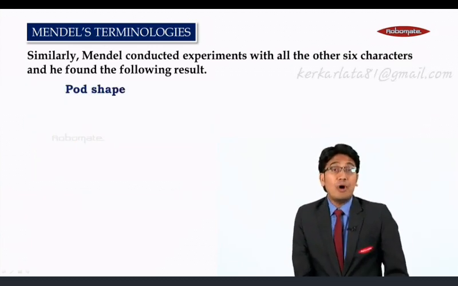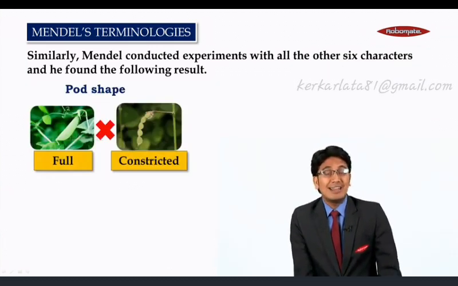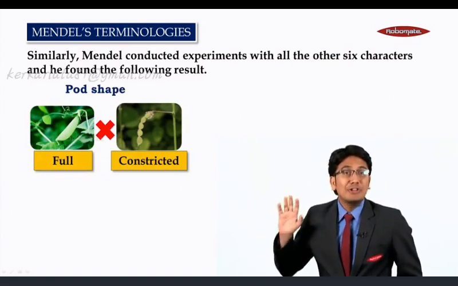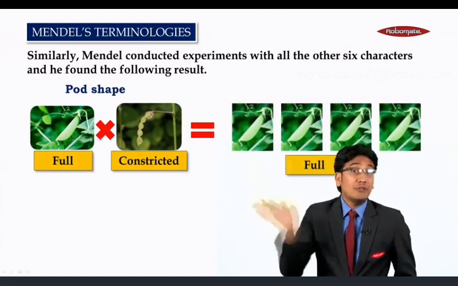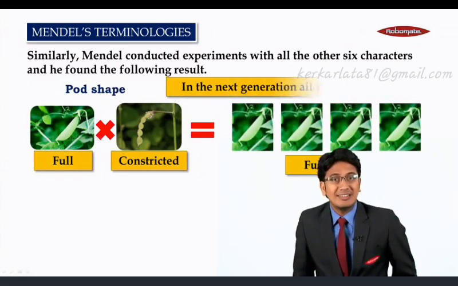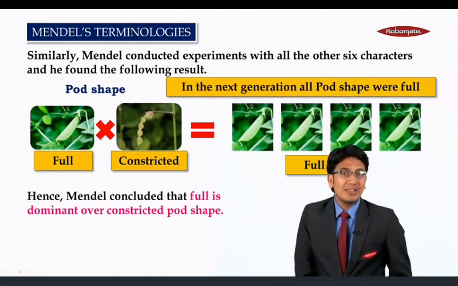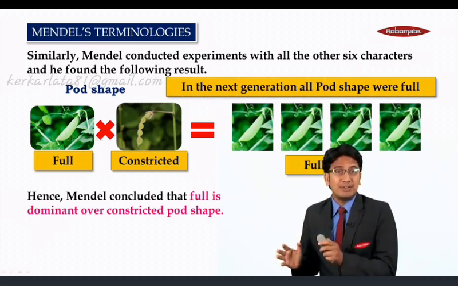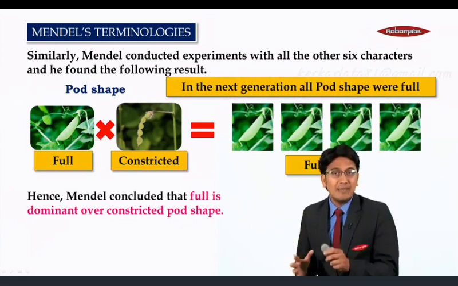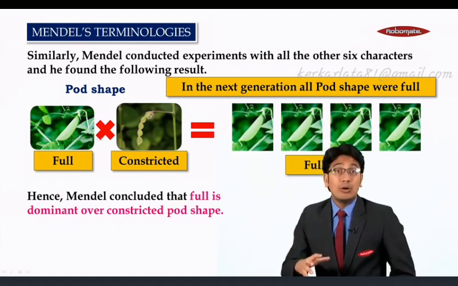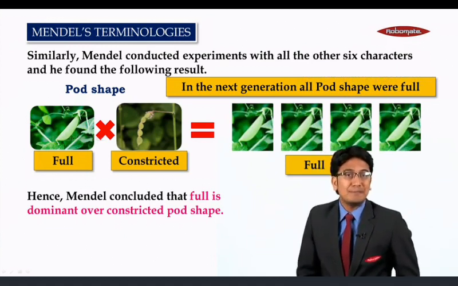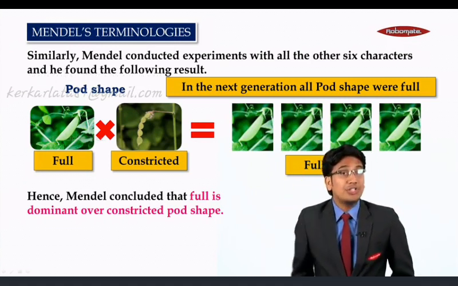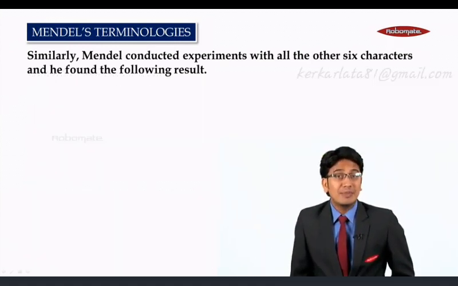What was left was pod shape. And now he crossed a full pod shape with a constricted pod shape, and he got all full pod shapes. So now again he concluded that when there is a pod shape, full pod shape is dominant over the constricted pod shape. Because in the F1 generation, he was getting all the pod shape as full.